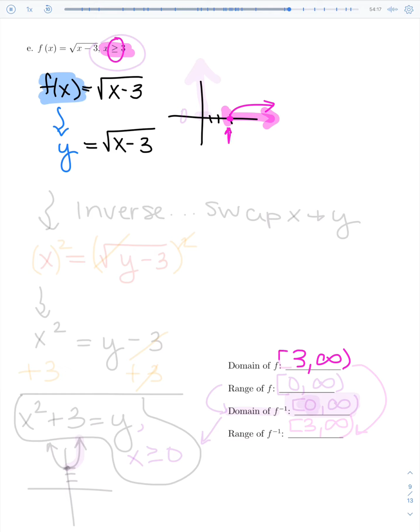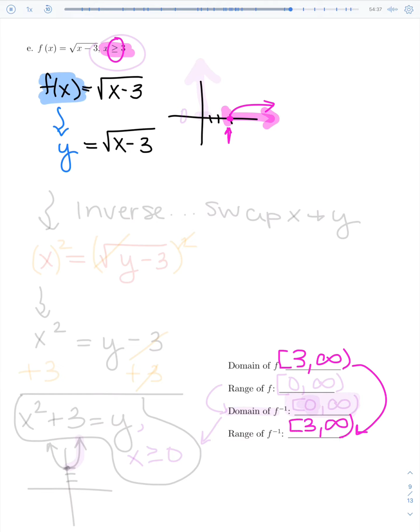Now, without even looking at the inverse, we should know the range for the inverse. Remember, domain becomes the range. We're switching our x's and y's. So without ever looking at the new inverse, we should know that it's going to be 3 to infinity.